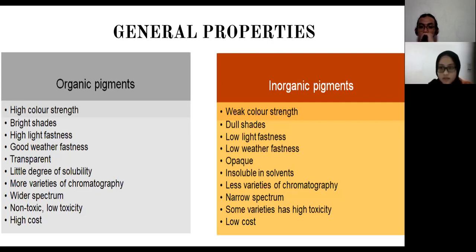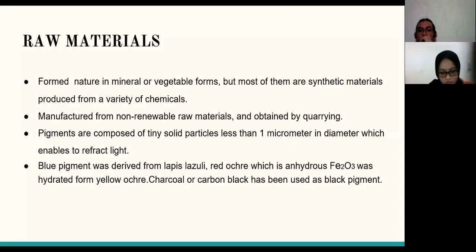Organic has a little degree of solubility while inorganic pigments are insoluble in solvents. Organic has more varieties of chromatography while inorganic has fewer varieties. Organic also has a wider spectrum and inorganic has a narrow spectrum. Organic pigments are usually non-toxic and have low toxicity, while some varieties of inorganic pigments have high toxicity and some varieties have low toxicity. And the last one is that organic pigments have a higher cost than inorganic pigments. I will pass to Nur Ashika.